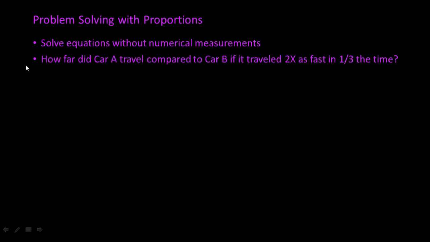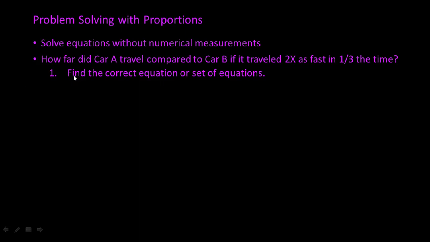Let's take a look. Here's a problem. How far did car A travel compared to car B if it traveled twice as fast in 1/3 the time? Notice we've got proportions. Car A is moving twice as fast as car B, and car A is traveling 1/3 the time of car B, but we don't have any specific numbers. Still, we can come up with an answer to this question.